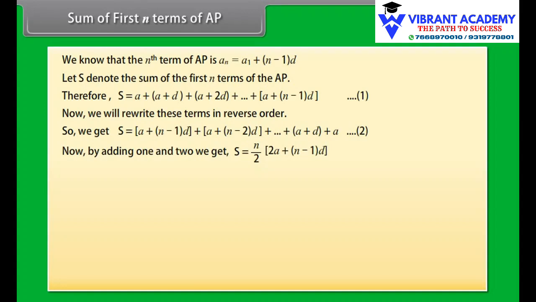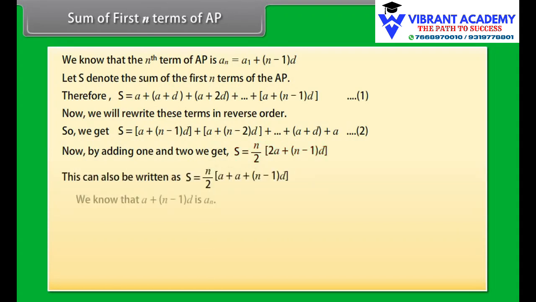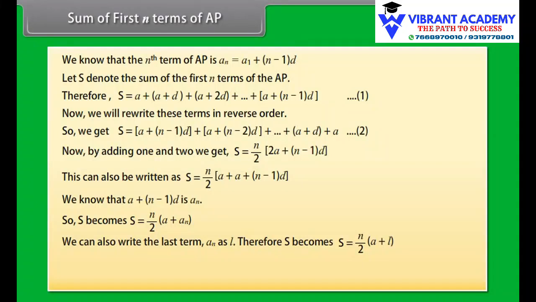Now by adding equations 1 and 2, we get S is equal to n upon 2 into (2a plus (n minus 1) into d). This is the sum of first n terms of AP. This can also be written as, we know that a plus (n minus 1)d is an. So S becomes n upon 2 into (a plus an). We can also write the last term an as l. Therefore, S becomes n upon 2 into (a plus l).